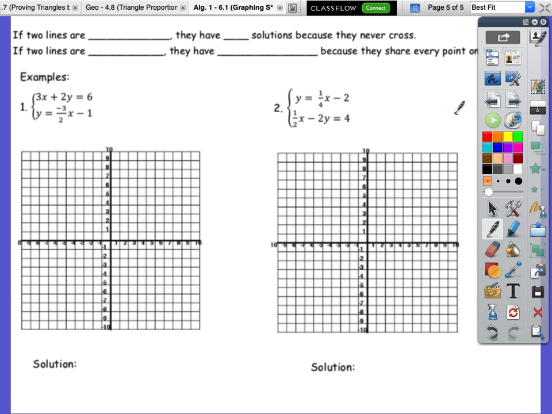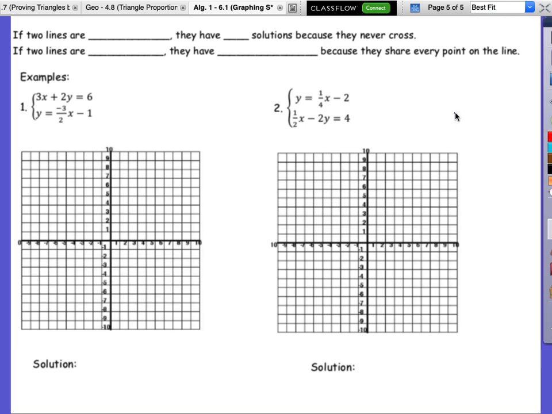Not yet. If 2 lines are parallel, they have 0 solutions because they never cross. Remember, parallel lines are kind of like the train tracks or like the lines on these flags. They never, ever, ever cross.